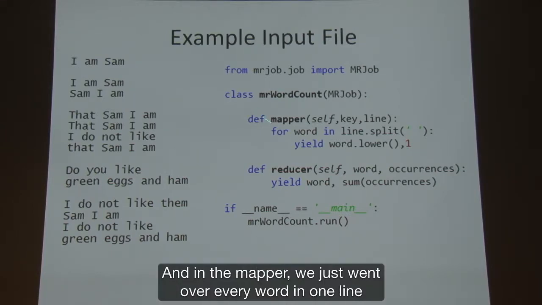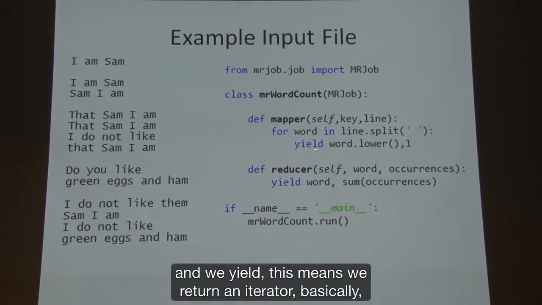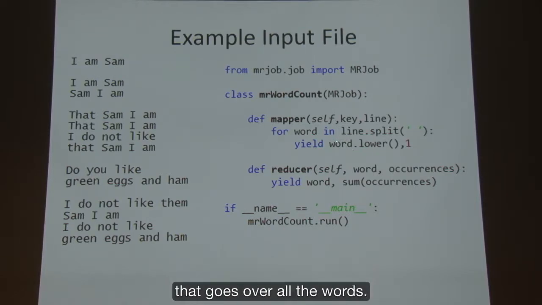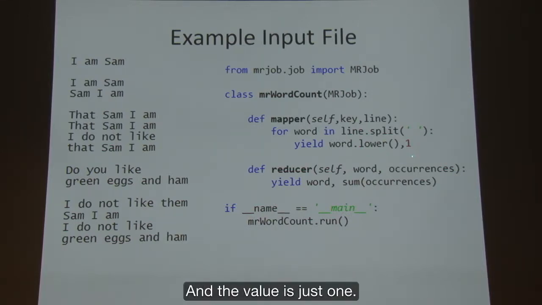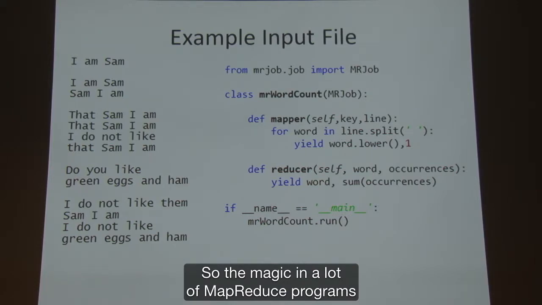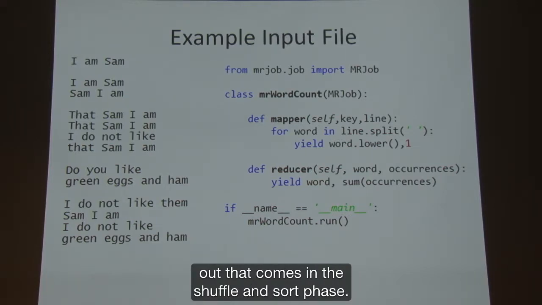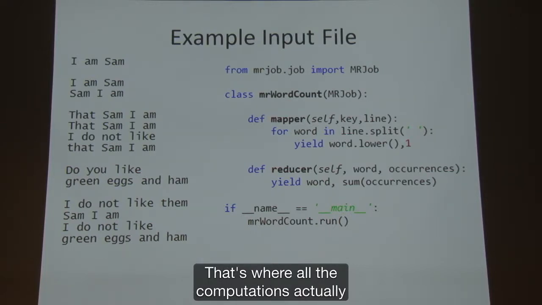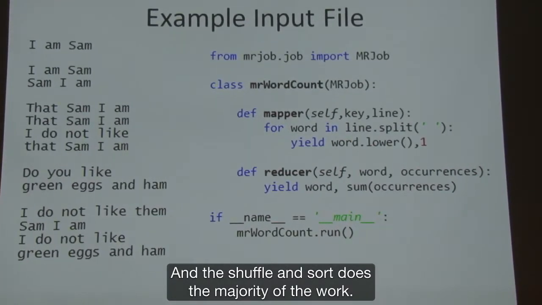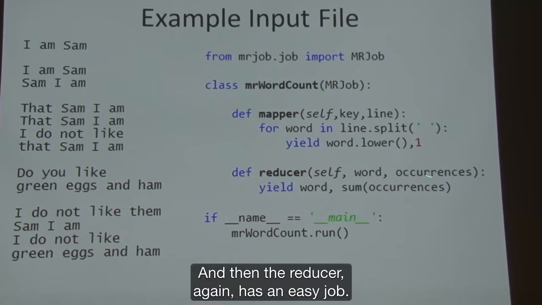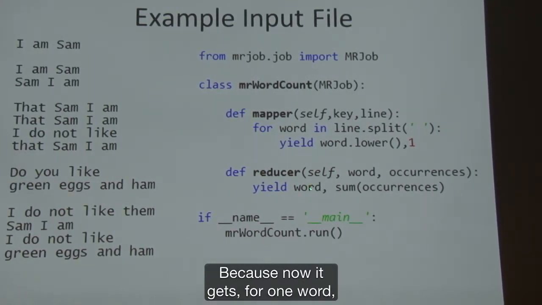Let me make a bit more room. In the mapper, we just went over every word in one line. Then we yield, which means we return an iterator that goes over all the words. The output pairs are the words in lowercase, and the value is just 1. The magic in a lot of MapReduce programs comes in the shuffle and sort phase. That's where all the computations actually take place, because this mapper is pretty dumb: it only outputs all the words it has seen and 1. Then the shuffle and sort does the majority of the work, and the reducer again has an easy job, because now it gets for one word all the ones that were previously output by the mappers, and it just needs to sum them up.